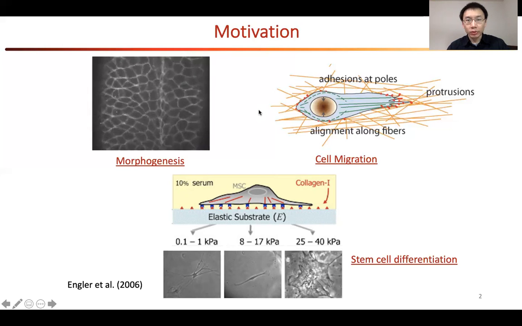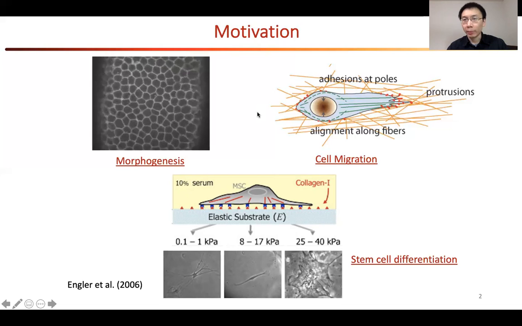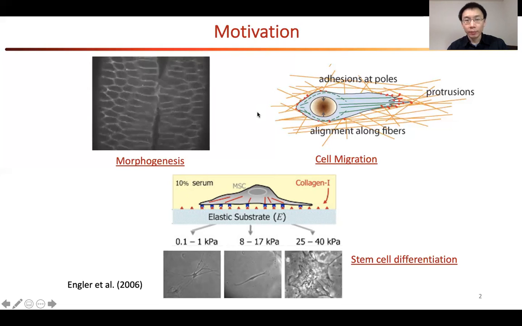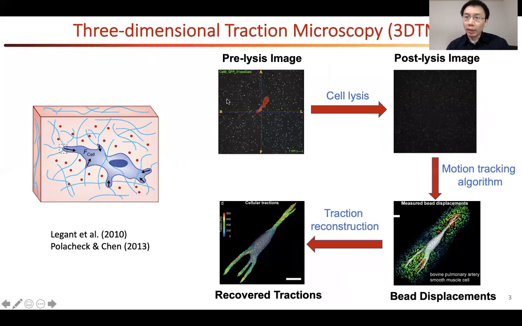All of these examples are telling us that it's really important to be able to quantify cellular tractions. 3D traction microscopy is a robust tool to measure tractions in 3D. In a typical experiment, cells are fully encapsulated in the hydrogel matrix, and there are a lot of fluorescent beads embedded in the matrix. After a cell has spread into the matrix and applied tractions, a set of microscopy images are generated to measure the shape of the cell and the location of the beads.